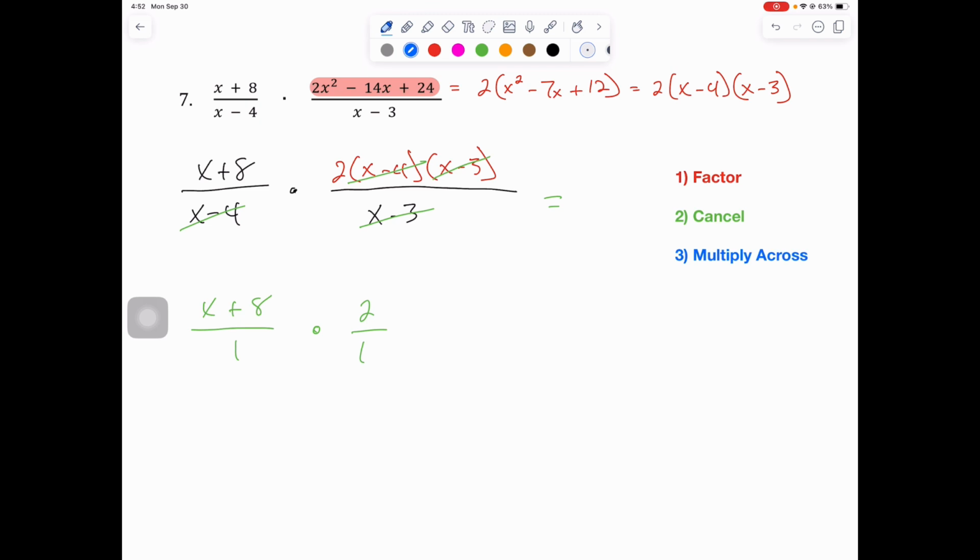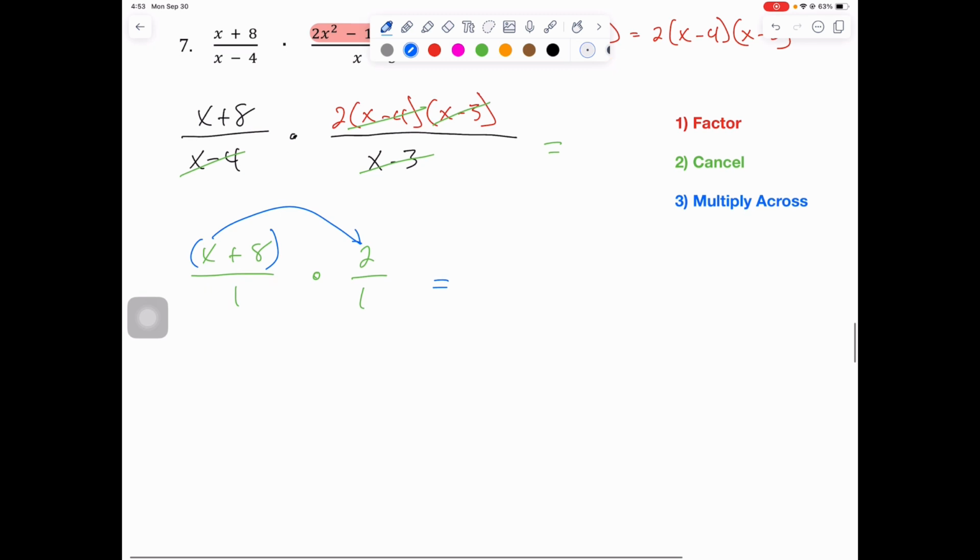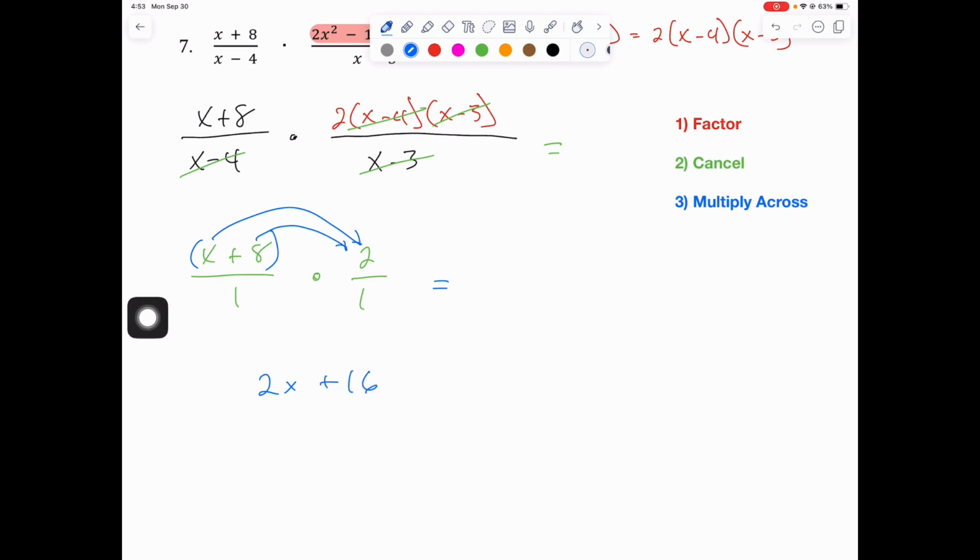All right, so let's just do this, and then we'll take our x times 2. That's going to equal 2x. We will do our 8 times 2. That's going to give us a 16. Do we need to set it over 1? No, we do not. We can simply just box our answer. And then we'll push forward to number 8.